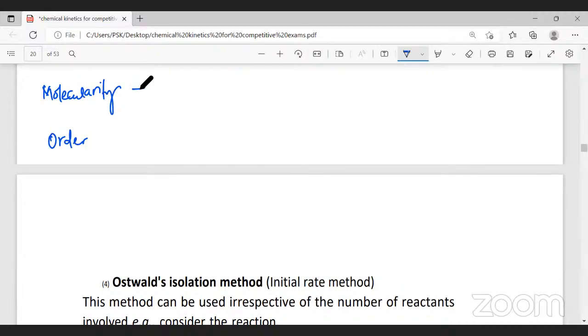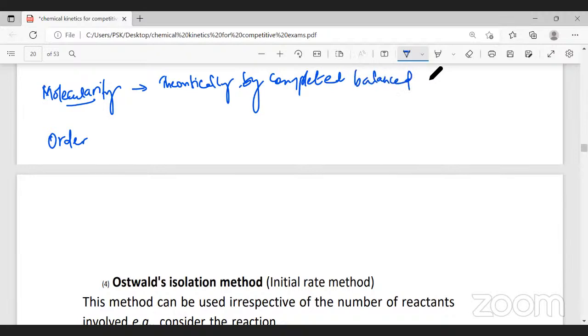Now, we know the definition. Molecularity is the minimum number of reacting molecules taking part in the slow step of the reaction or elementary reaction. Depending on the number of molecules taking part, we have different types of molecularity: unimolecular, bimolecular, and termolecular reactions. And we learned that molecularity is determined theoretically by a completely balanced equation.